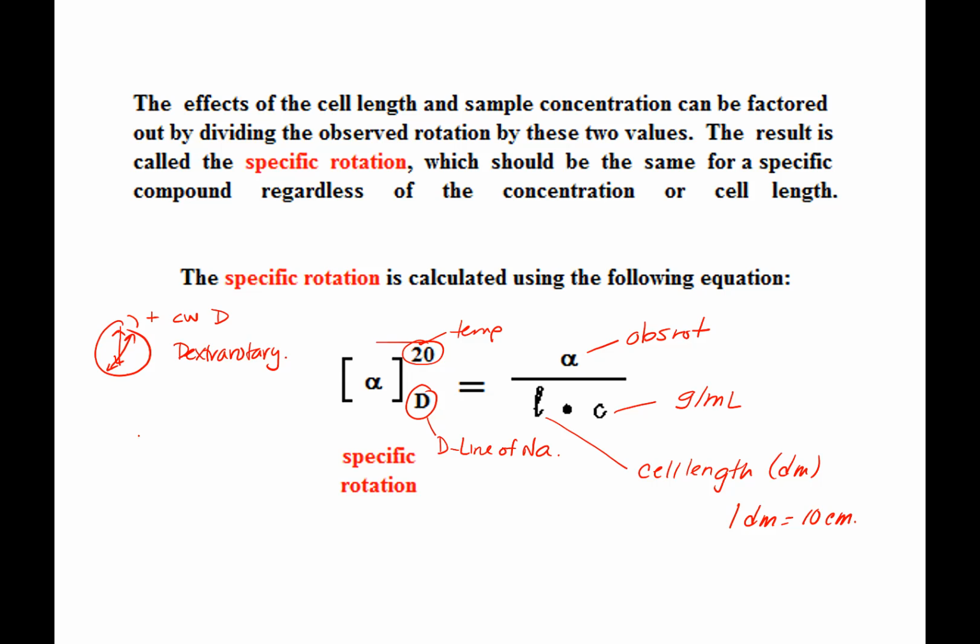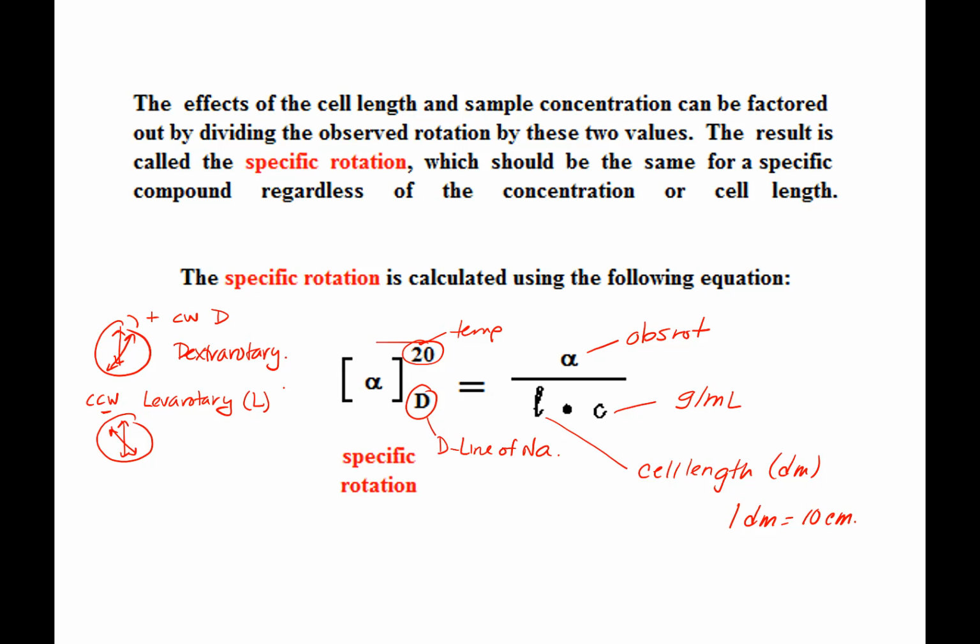And then if the rotation is negative, which is counterclockwise, that is called levorotary. So we have the D and the L that we can use now to describe the enantiomers.